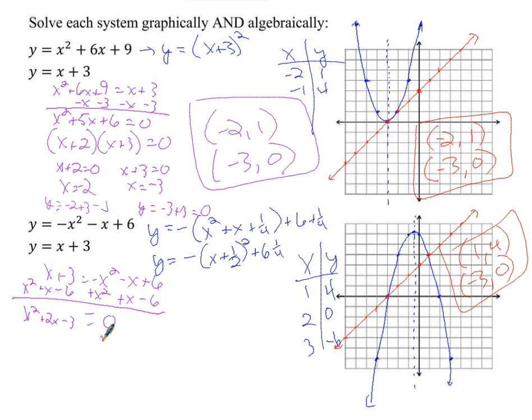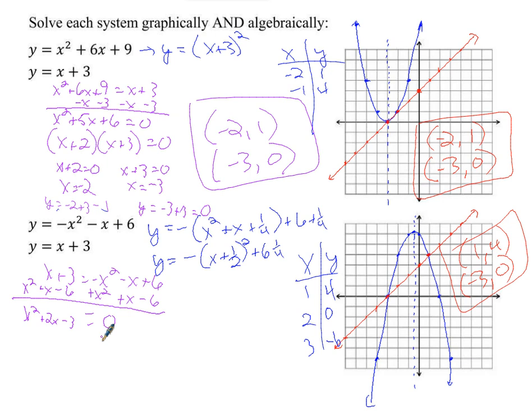Now what? You can use the quadratic formula. You can complete the square. You can factor. Personally, I'm looking for factoring first because it's way easier than the other two methods, I think. So if it factors, I need two numbers that multiply to give me negative 3, and at the same time add to give me positive 2.